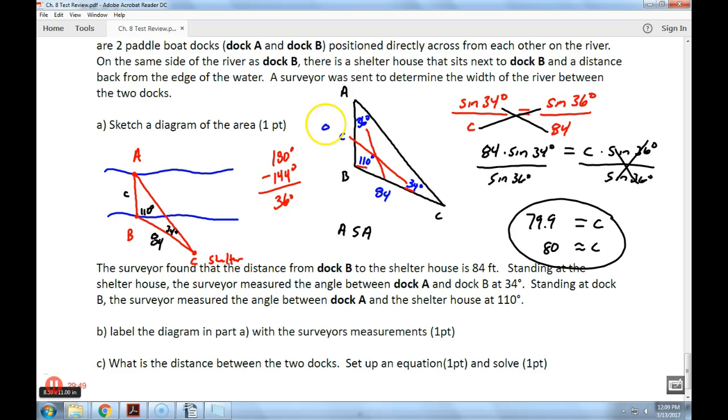Now that makes a lot of sense because across from 34 and across from 36 should be very similar to each other. And they are. They're very close. So I feel pretty good about that answer.